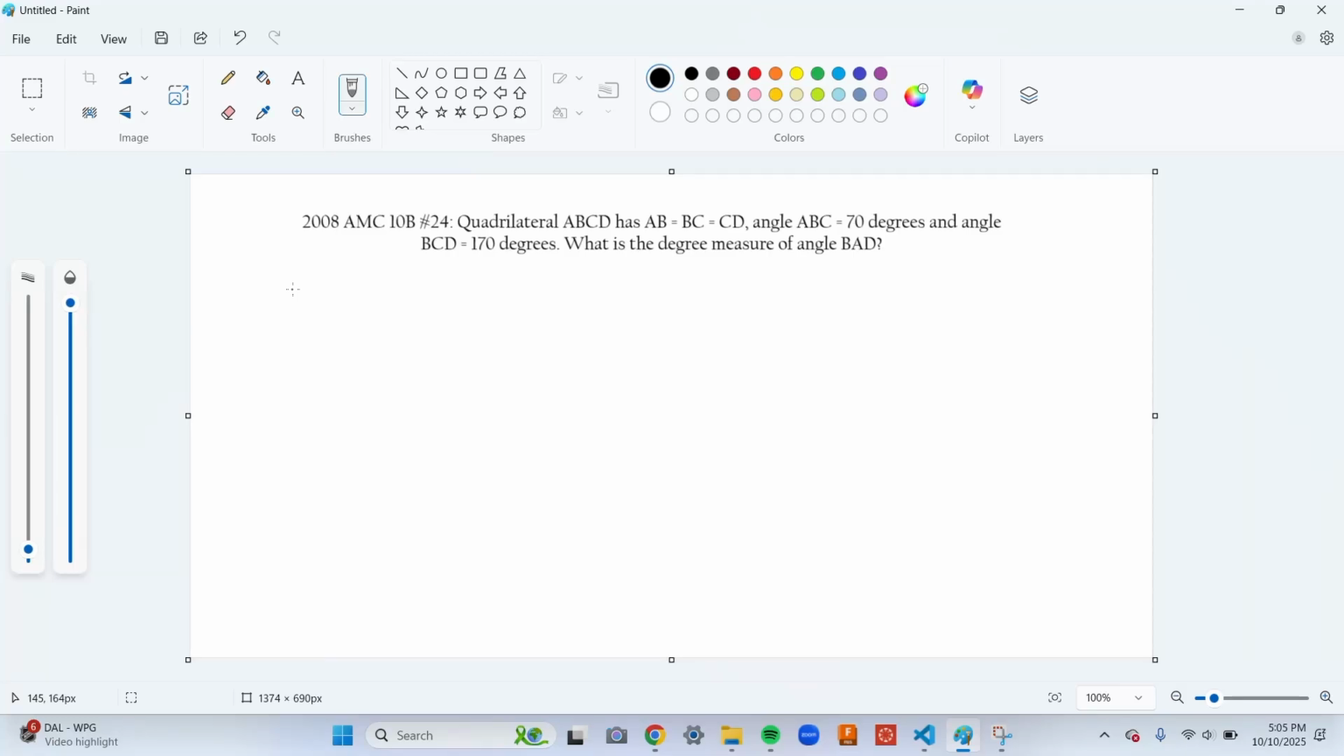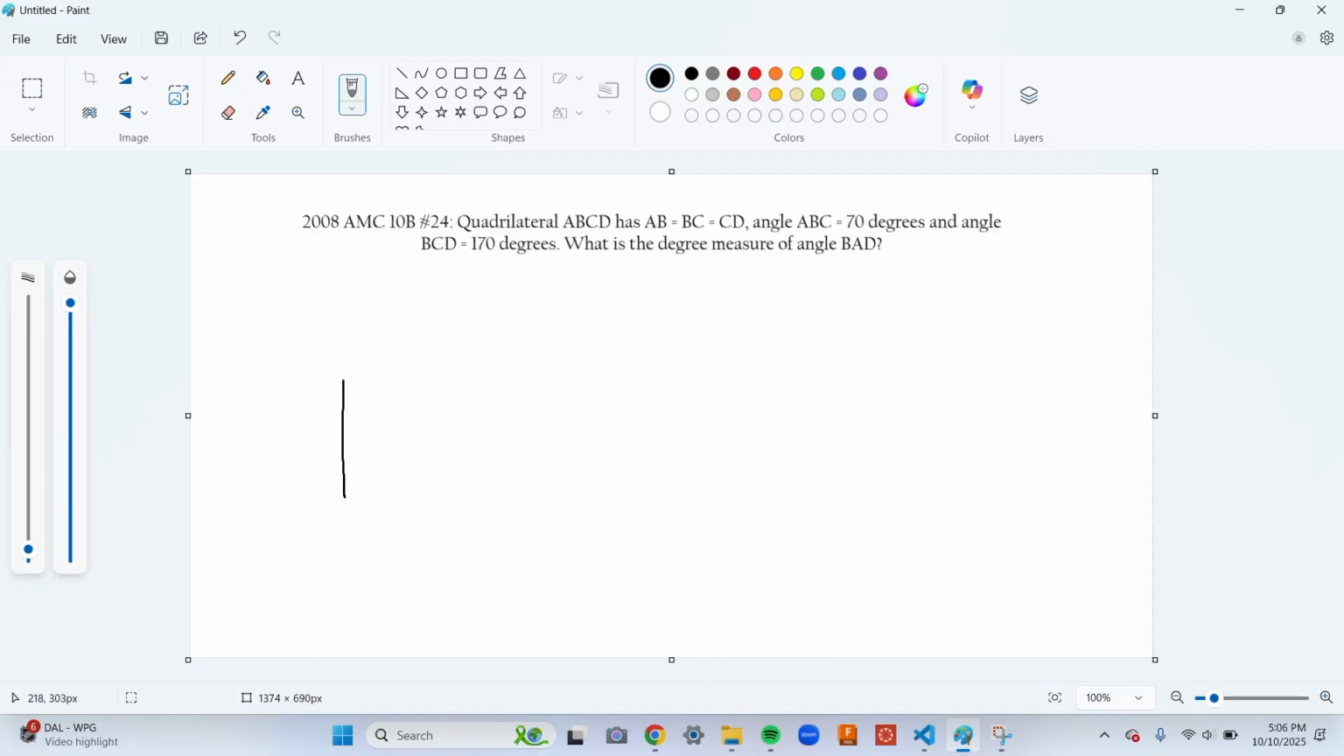Alright, let's solve problem 24 on the 2008 AMC 10B. Quadrilateral ABCD has AB equals BC equals CD, angle ABC equals 70 degrees, and angle BCD equals 170 degrees. And we're asked to find the measure of angle BAD. Okay, so let's first draw out the quadrilateral.